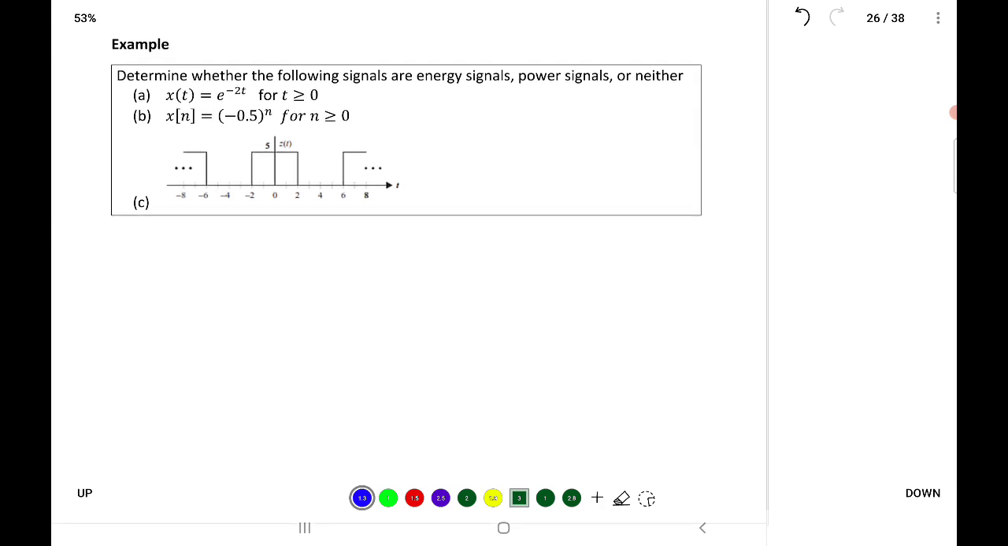Okay, we have here 3 different examples. We'll take the first one. x of t is equal to e to the power of negative 2t for t greater than 0. I'd like to sketch it just to get a feeling for it. That's t, and that's x of t. It's defined for t greater than 0, which means it is 0 before that. When t equals 0, it's equal to 1, and then it decays. That's e to the power of negative t, defined from 0 up to infinity.